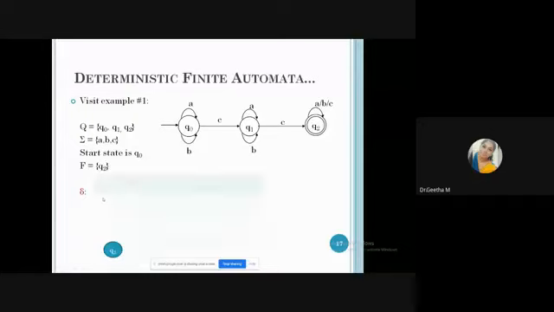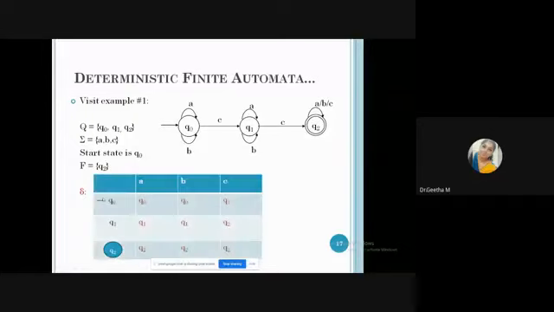Then your transition table. I told you, it can be represented by a transition table. In the transition table, rows are the states Q0, Q1, Q2. Columns are the symbols A, B, C. See the table: column headings are input symbols, row headings are the states Q0, Q1, Q2. So I will explain the meaning of the first entry.